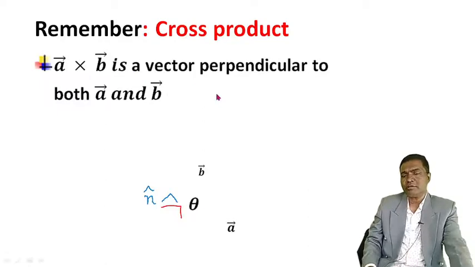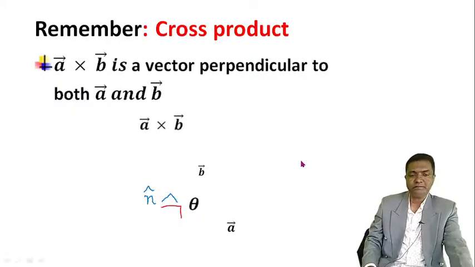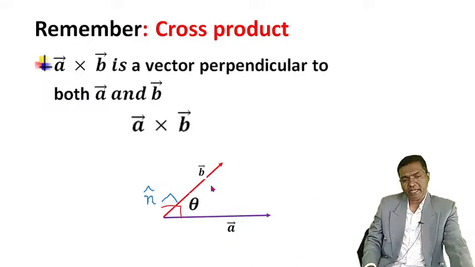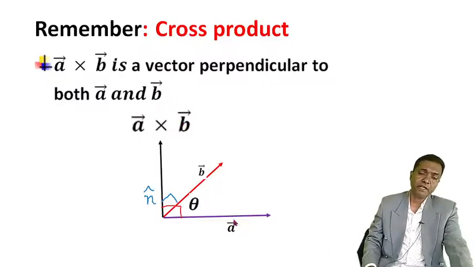Here I will be telling only the geometrical application of this. So the cross product A cross vector B is a vector which is perpendicular to both the vectors A and B. Okay, so suppose this is vector B and this is vector A, and the angle between them is theta, then A cross B is a vector which is perpendicular to both vector A and B.